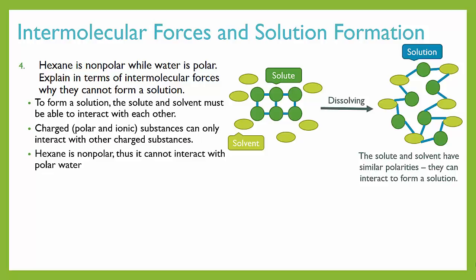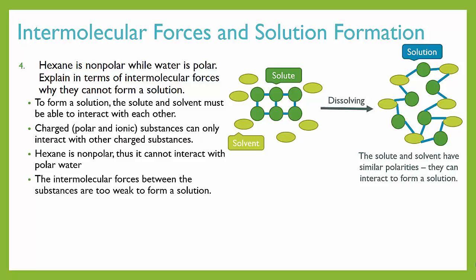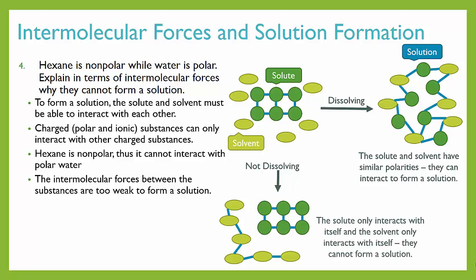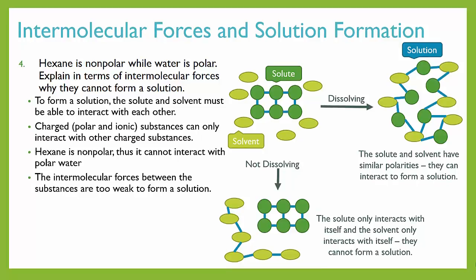Hexane is nonpolar, therefore it cannot interact with polar water. So those intermolecular forces are not strong enough in order to form a solution. What happens is the solvent is more attracted to itself and the solute is more attracted to itself than they are to each other. So there are going to be no interactions. The solute only interacts with itself and the solvent only interacts with itself. Therefore, they cannot form a solution.